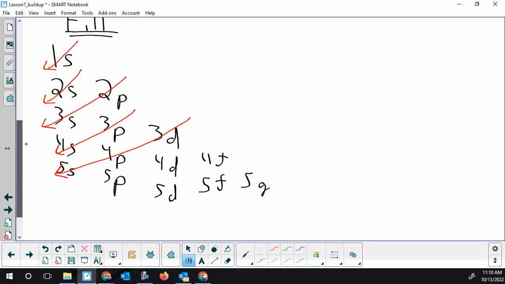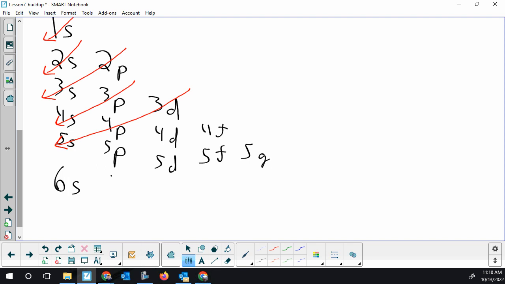You don't always have to fill everything in, so 6S, 6P, 6D, and that lets me get my next diagonal in. So the fill order is all the diagonals, but we don't remove electrons the same way. We actually remove them from the bottom up. But that's a future lesson, our next lesson.